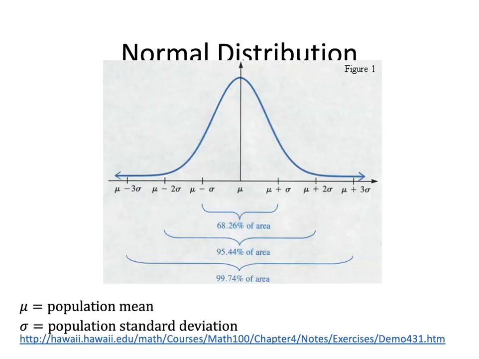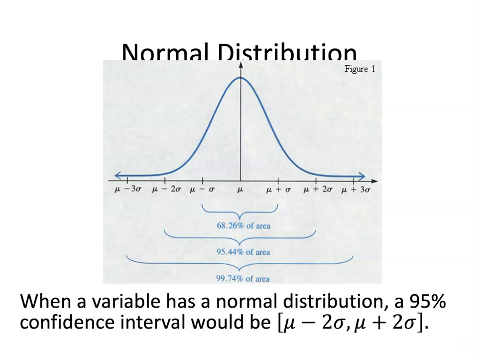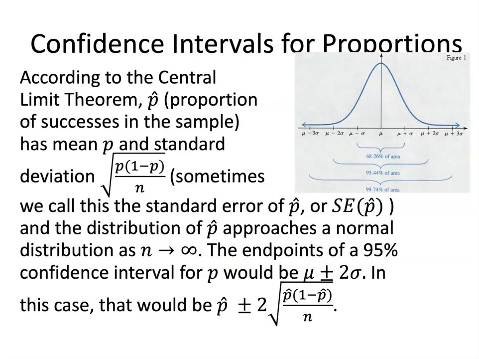Here's what our normal distribution looks like. Recall that when a variable has a normal distribution, a 95% confidence interval would be the mean minus 2 standard deviations and the mean plus 2 standard deviations. According to the central limit theorem, p hat, the proportion of successes in the sample, has mean p and standard deviation square root of p times 1 minus p over n. Sometimes we call this the standard error of p hat, or SE of p hat. And the distribution of p hat approaches a normal distribution as n approaches infinity.